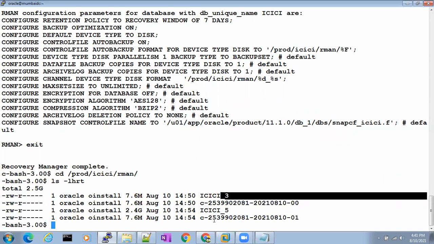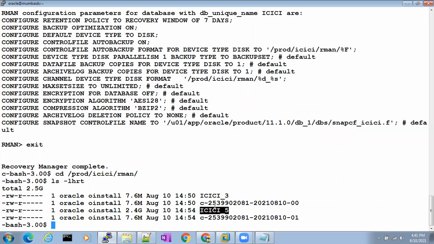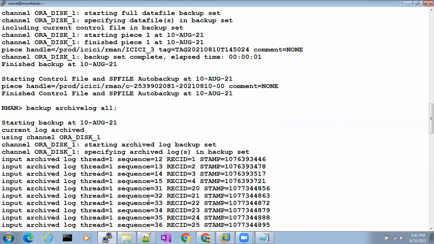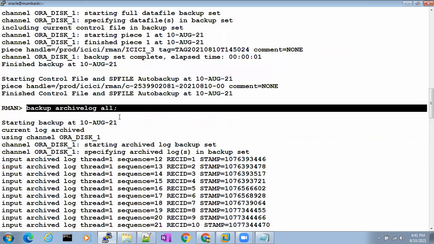And the control file is automatically getting backed up. For every backup, control file is getting backed up. You see that, right? So I'll show you that. Wait. See, what is the command that I have given? Everyone, please read this command. What is the command that I have given? Backup archive log all. So what backup does it have to take?